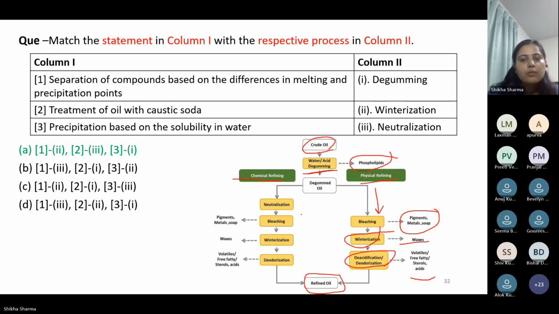oil. Whereas in the chemical refining process, the degummed oil is neutralized and then bleached, where again the pigments, metals, and soaps are removed. Then winterization, where the waxes are removed, and finally deodorization, where the volatiles, fatty acids, and sterols are removed.